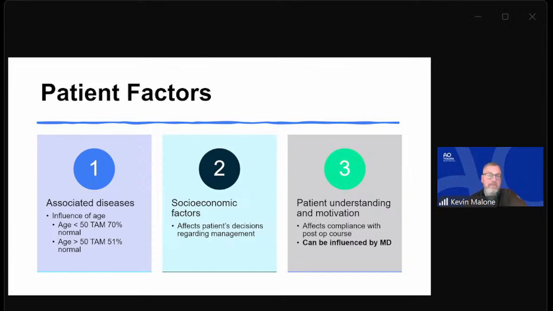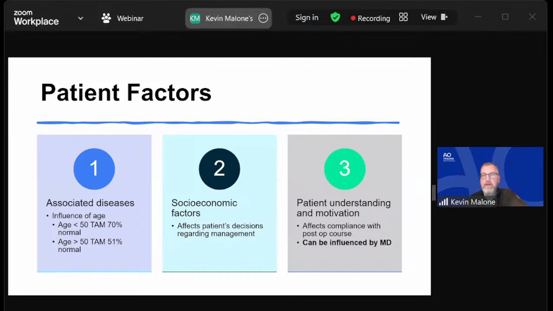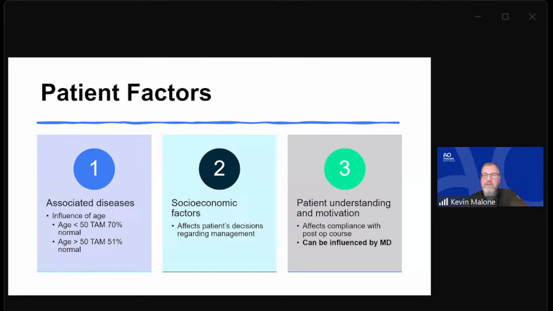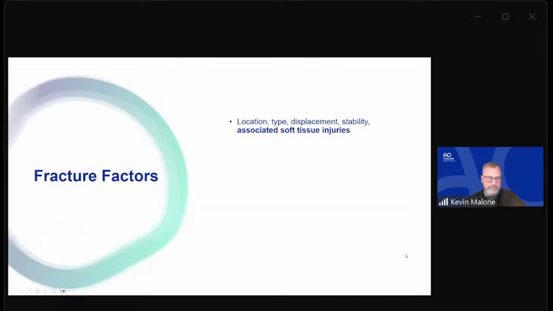Socioeconomic factors are going to play a role here as well. It's certainly going to impact patients' ability to tolerate surgery, to go through surgery, to be out of work, to go through therapy, whether or not they have insurance coverage for therapy. These are all things that do not exist in a vacuum. And then our patient understanding and motivation is certainly very important as well. And we do have some influence here. Education is key. Talking to these patients and setting a reasonable expectation for outcomes.